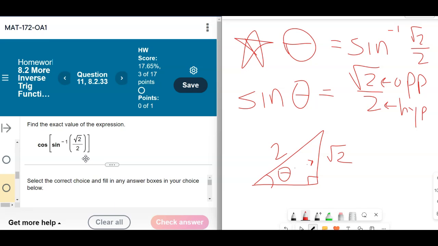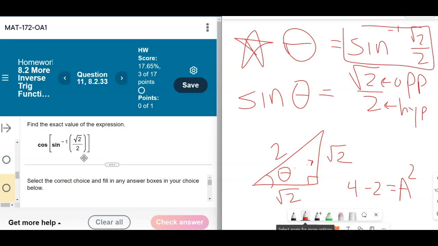And then doing the math here, 2 squared, which is 4, minus the square root of 2 squared, which is 2, is equal to whatever this side length is, which is the adjacent side. I'll put A for adjacent, is the adjacent side squared. So 4 minus 2 is 2. So this is also the square root of 2. Right, and remember, this is the angle. So now I'm just trying to find the cosine of this angle.